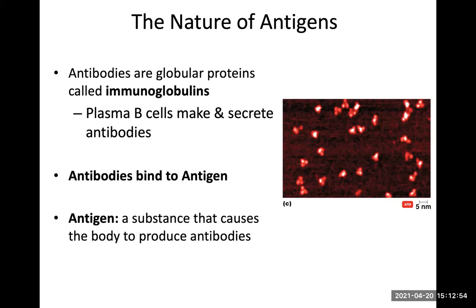So antigen is simply any substance that causes the immune system to produce antibodies. So any substance could be any part of a bacteria, any part of a virus, that stimulates an immune response that leads to plasma B cells, right?